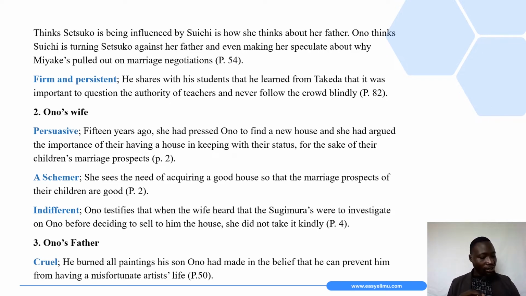So the next character that we are also looking at here is Ono's father. Ono's father is a minor character because he does not play or take a major role in the novel.